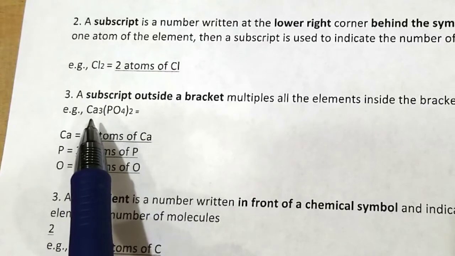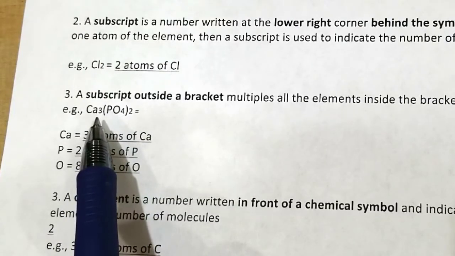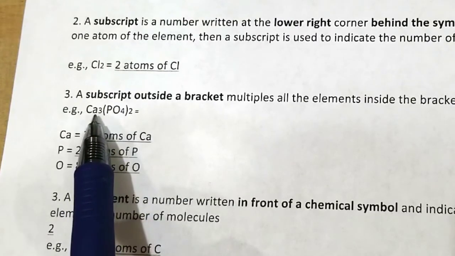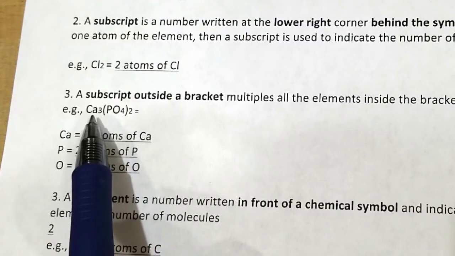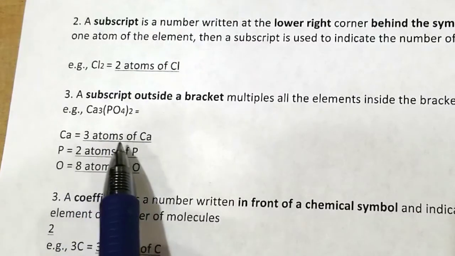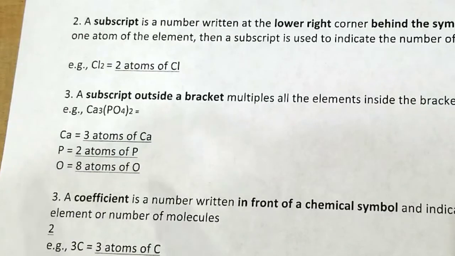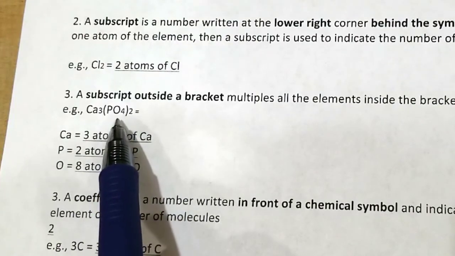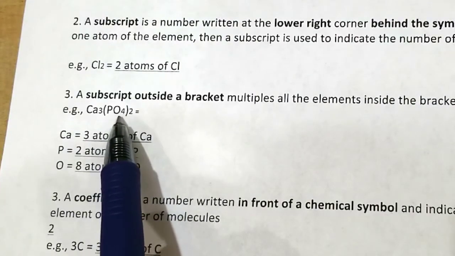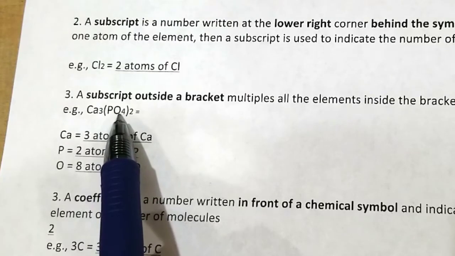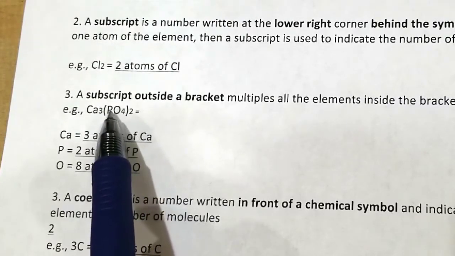So here we have Ca by itself. And the 3 at the bottom right, this 3 belongs to Ca. Therefore, we have 3 atoms of Ca. Whereas this PO4, this P is by itself, and this 4 belongs to this O. That means we have 4 O and 1 P inside this parenthesis.